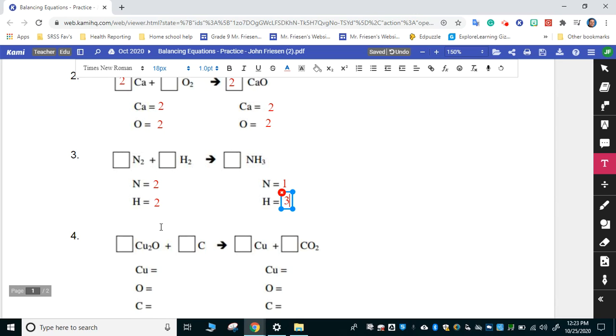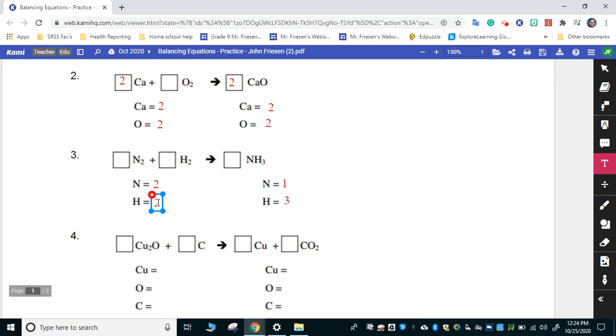Okay, so now it's a little bit more tricky. Right? We can see that none of it's balanced. Okay, so where do we start? Well, we should always start with the compound. Don't start with the elements. You'll end up messing something up. And so, what can we do here? Well, we can take a look at what number we could turn this 3 into that would be a multiple of 2. Well, we could make it into a 6.